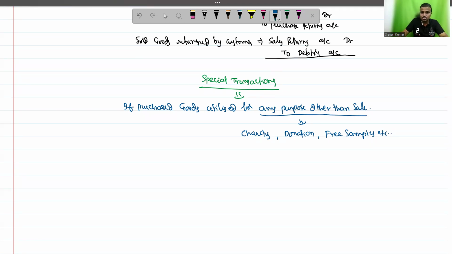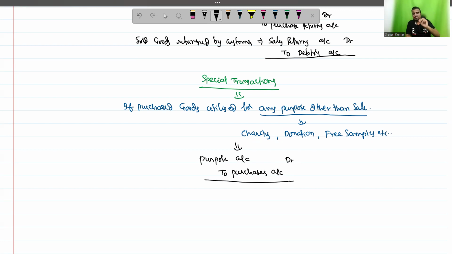In that case, what is the journal entry to be recorded? We have to write the journal entry with the purpose account debited to purchases account. We have to write the journal entry in this way.